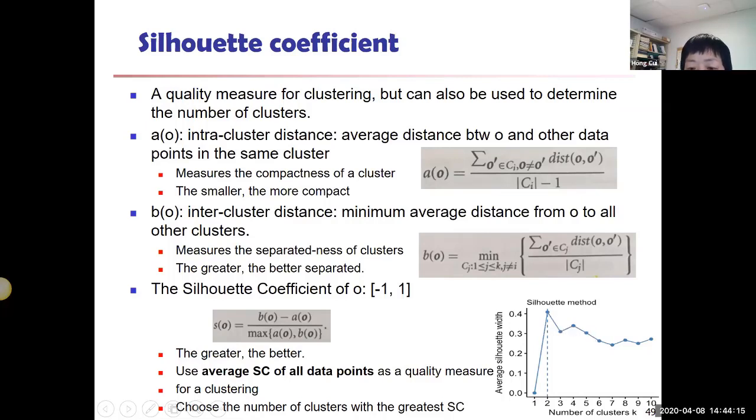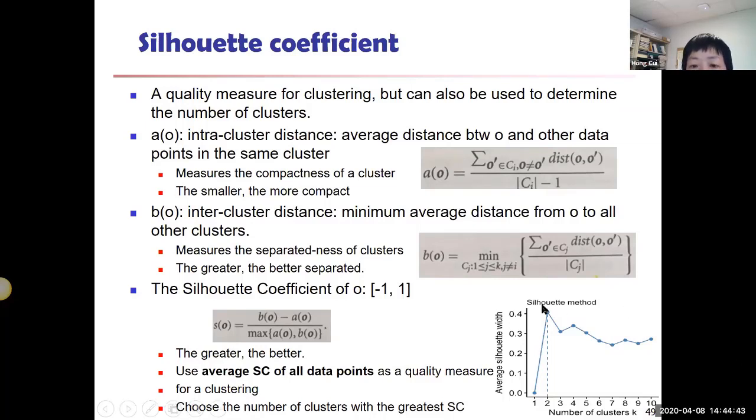So for K, we run the algorithm 10 times. Every time we produce a different number of clusters. And for every clustering, we find the Silhouette score, called the Silhouette width.